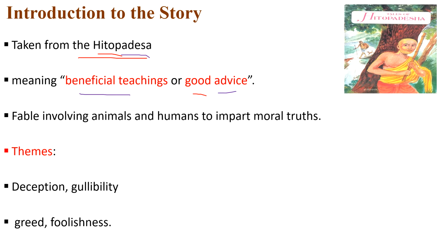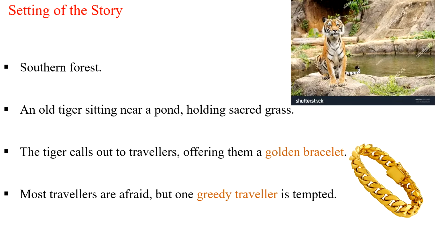Let's see what the themes in the short story are. Deception, gullibility, greed, foolishness. These themes we see in the short story. The story is set in a southern forest. There an old tiger sits near a pond and holds a bunch of sacred grass in his paw. The old tiger calls out to travelers and offers them a golden bracelet.